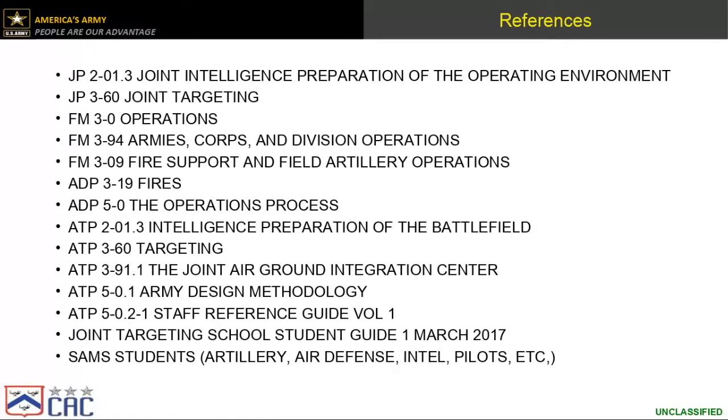summarizes existing joint doctrine. Finally, it's worth reiterating, you will not walk away from this class as a fires expert, but you do have some experts amongst you as your fellow students. The most important thing you should take away from this class is how to start to think about targeting the enemy as a system and how it's integrated with the planning process.